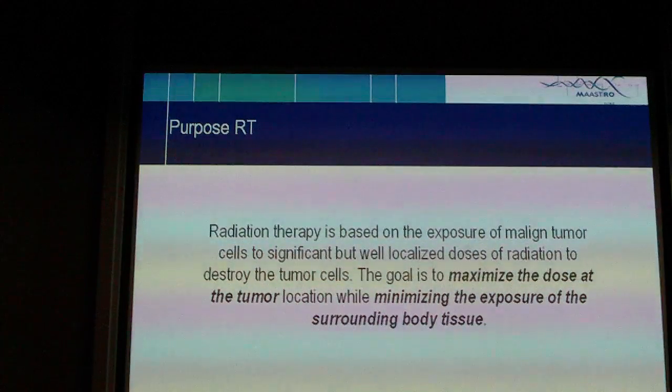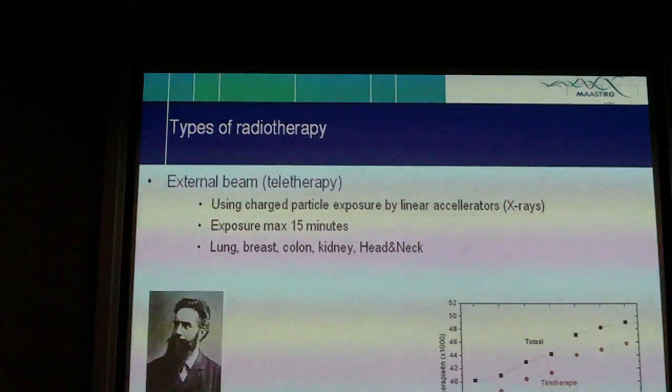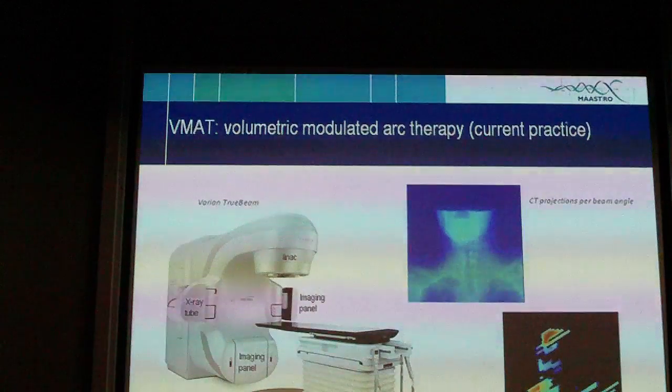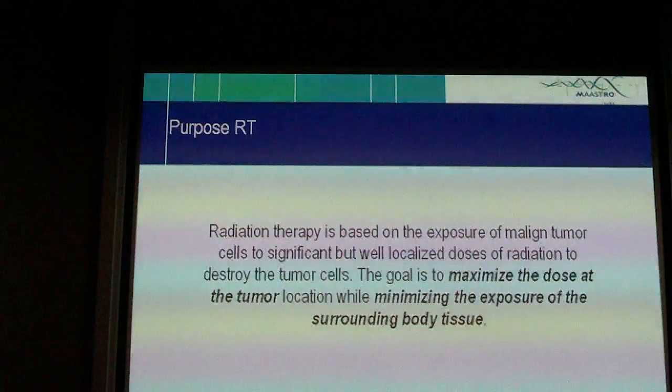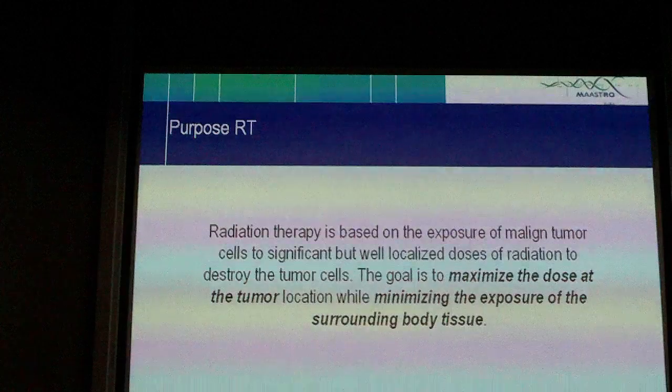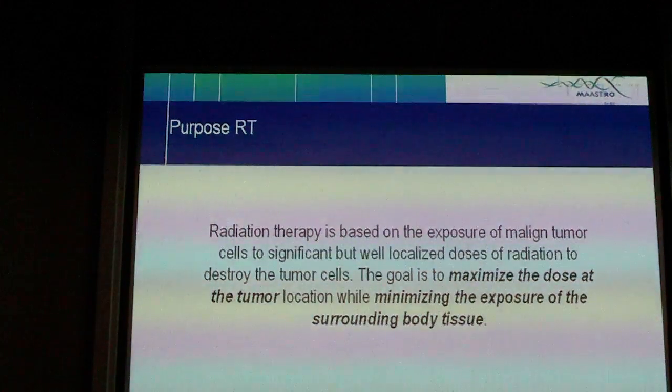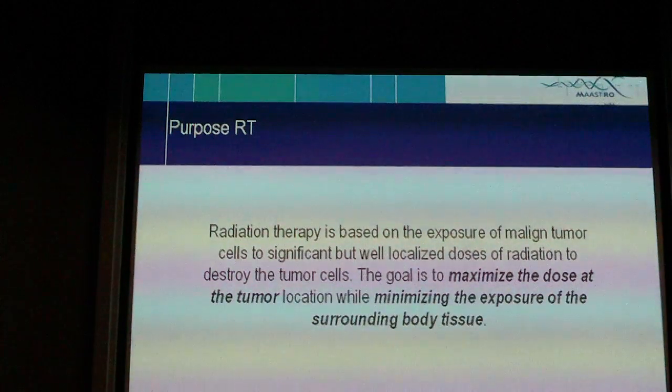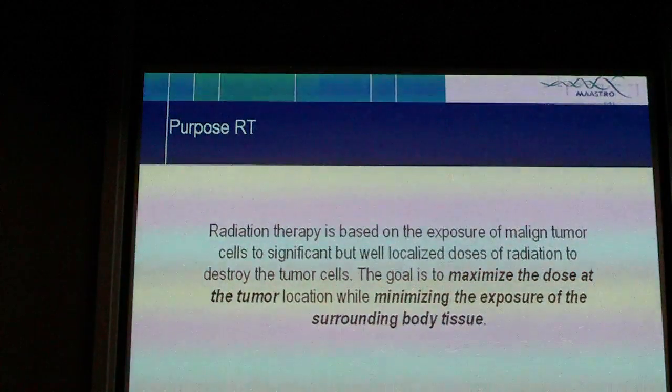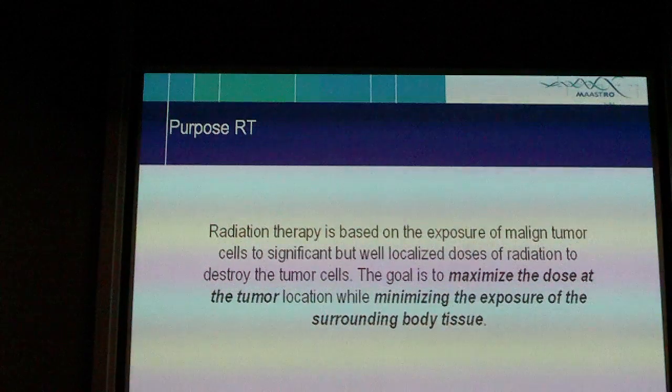So the general aim of radiotherapy is based on the exposure of a malignant tumor in such a way as to localize the dose of radiation towards these cells in order to destroy the tumor cells. So the goal is to maximize the dose to the tumor location or the tumor cells and to minimize the exposure or the dose to the normal surrounding body.